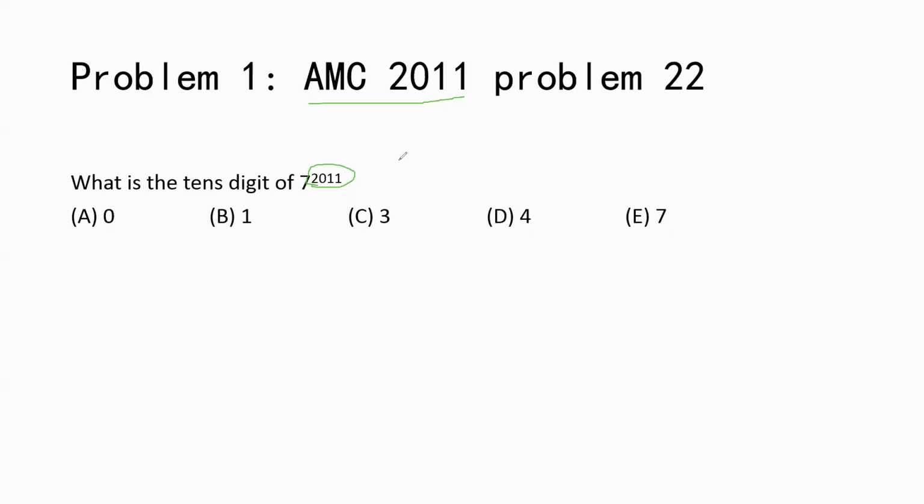Well, one way to solve this problem is to calculate exactly what 7 to the power of 2011 is, but it's not practical. You can't do this, especially in a time-limited competition. Is there any other way?